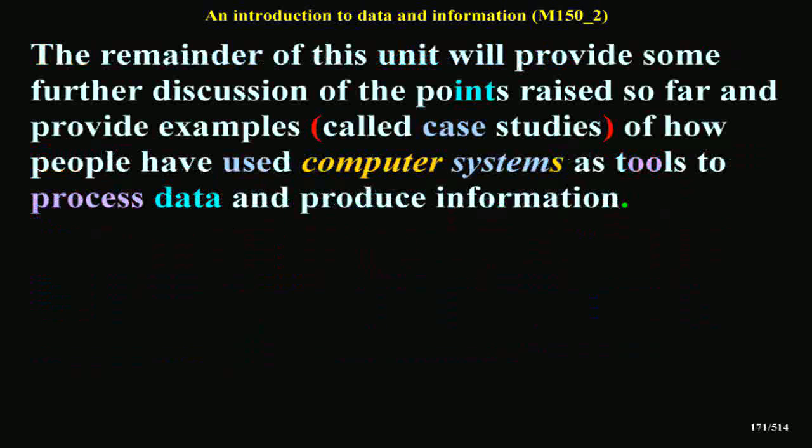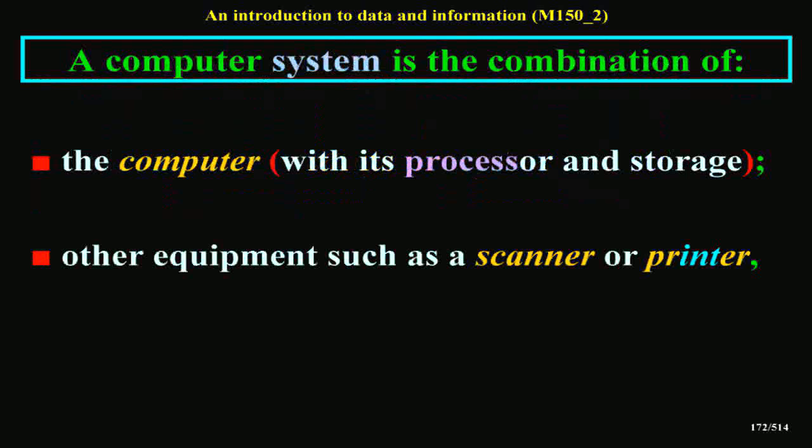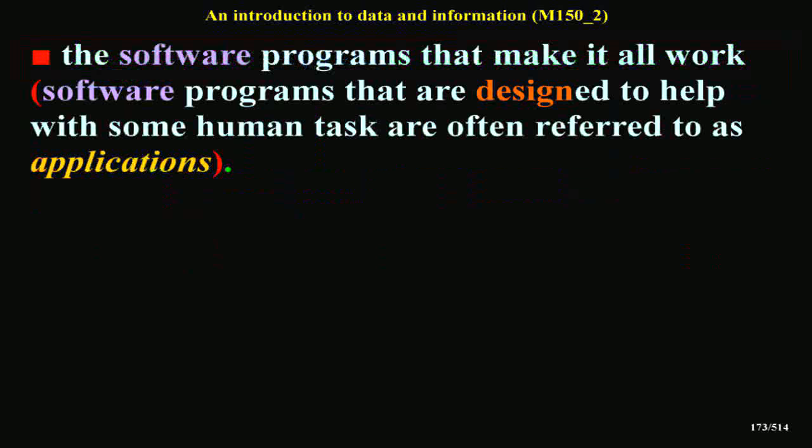The remainder of this unit will provide some further discussion of the points raised so far and provide examples, called case studies, of how people have used computer systems as tools to process data and produce information. A computer system is the combination of the computer with its processor and storage, other equipment such as a scanner or printer, and the software programs that make it all work. Software programs that are designed to help with some human task are often referred to as applications.